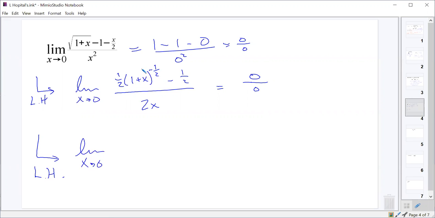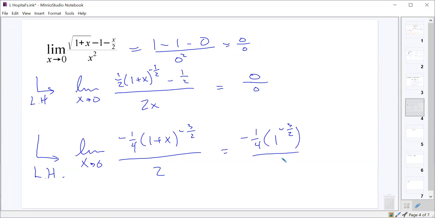Now our derivative in the numerator becomes negative 1/4, 1 plus x to the negative 3/2. And the minus 1/2 is a constant, it goes away. And then we have a 2 in the denominator. And as soon as we just have a 2 in the denominator, we can probably see that we're no longer going to get a 0 down there. So when I plug this in, I've got negative 1/4 times 1 to the negative 3/2 all over 2. 1 to the negative 3/2 is still 1. And we get negative 1/8. Good or no?